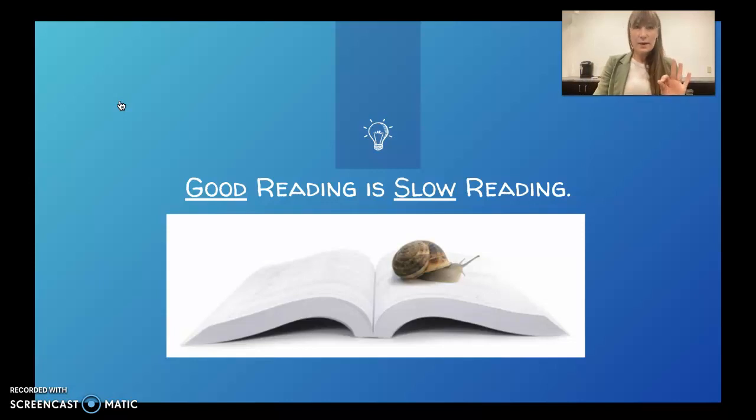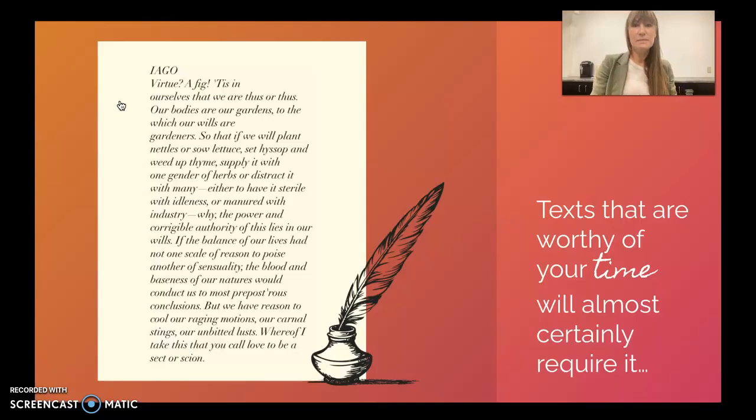We want to start with the reminder that good reading is slow reading. And I know that that drives some of us crazy because we want to move quickly, we want to get it done. But if we're really trying to extract some meaning from that text, we want to encourage ourselves to slow down. This 3-step process is designed to do just that.